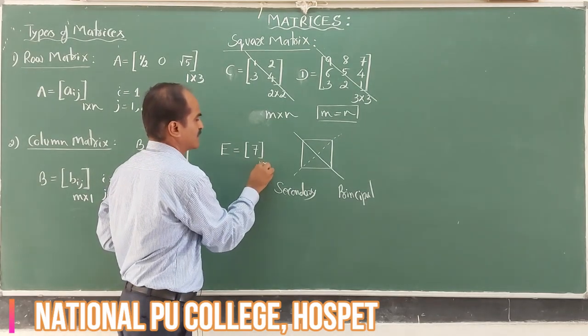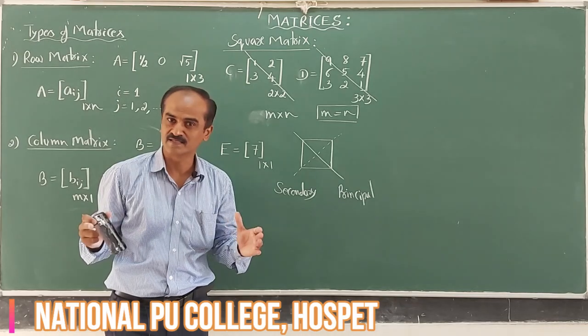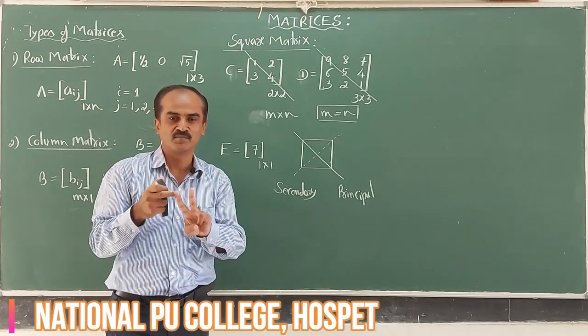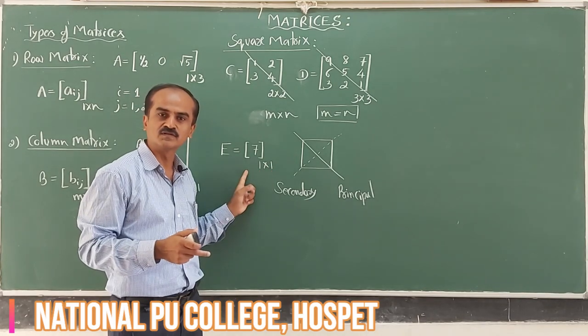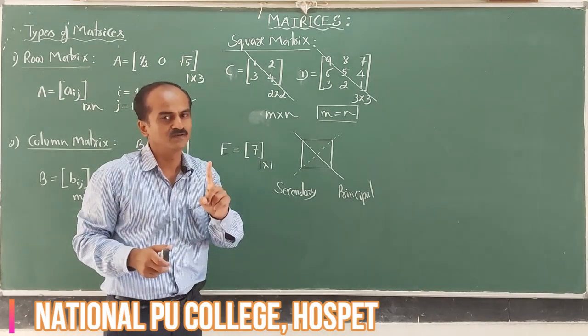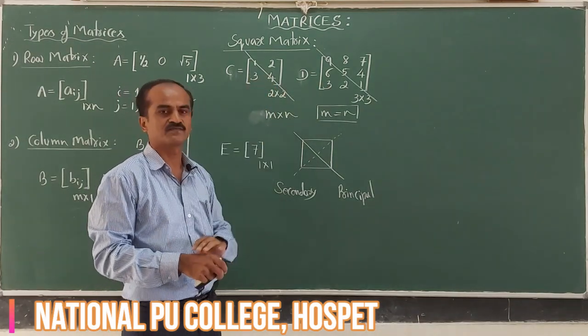So order of this matrix is 1 by 1. Can we say that it is a square matrix? Yes, definitely. According to the definition, number of rows equal to number of columns. Yes, they are equal. So therefore it is also a square matrix of order 1, we say. This is square matrix of order 2. This is square matrix of order 3.